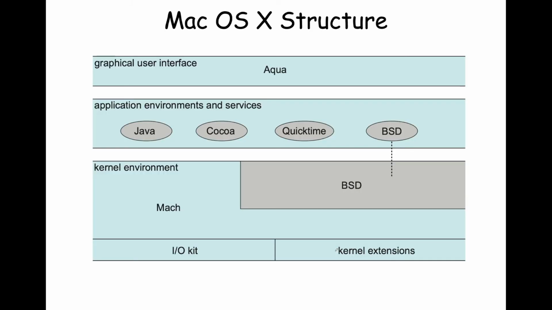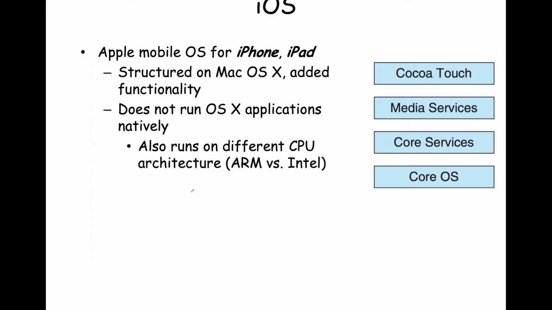And so this is the Mac OS structure. You have the I/O kit, things like kernel extensions. You have the BSD-like portion, which is a microkernel. You have the Mach-like portion, providing you kernel services. And then you have application environments and services, things like Cocoa, and you have the graphical user interface, the Aqua graphics set. iOS is a version of Mac OS, but you have added functionality, system runtime services for the things you'd see on your mobile device like your iPhone or iPad.